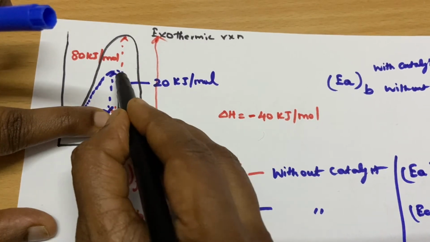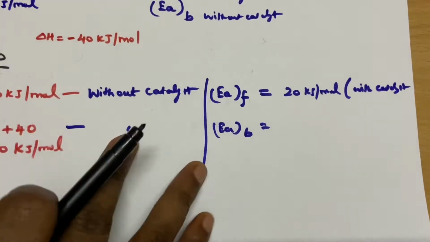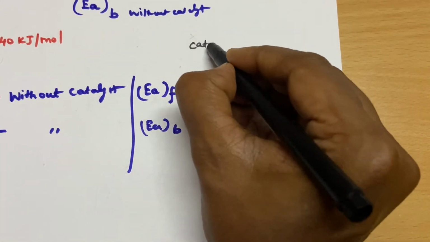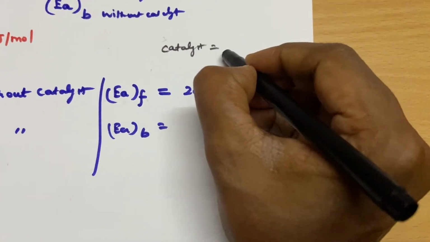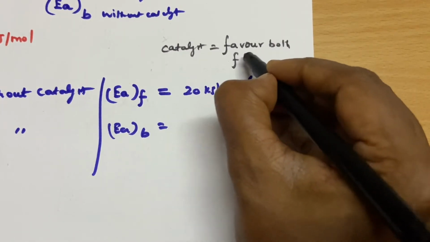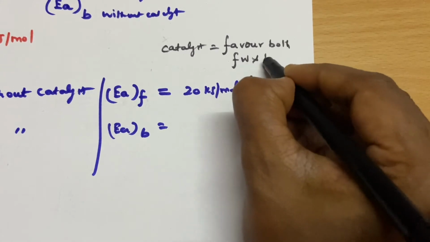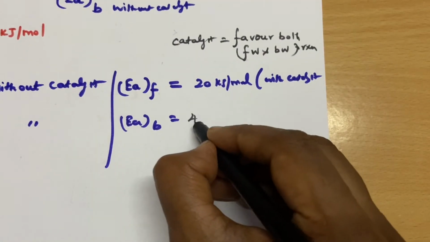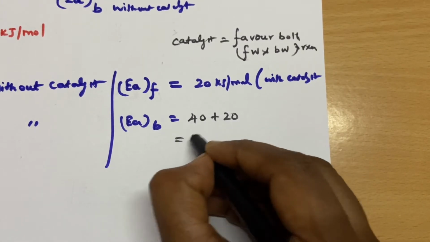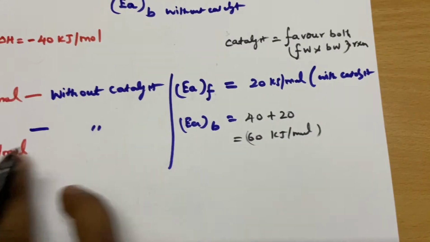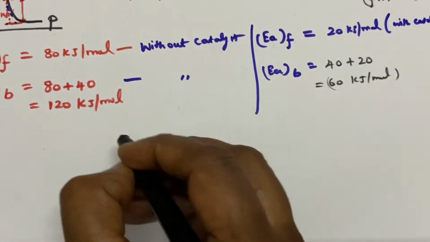From this point to this point is 20, because adding a catalyst will favor both forward and backward reactions. So here you have to supply 40 plus 20, which is 60 kilojoules per mole, and they are asking the ratio of this one with catalyst and without catalyst.